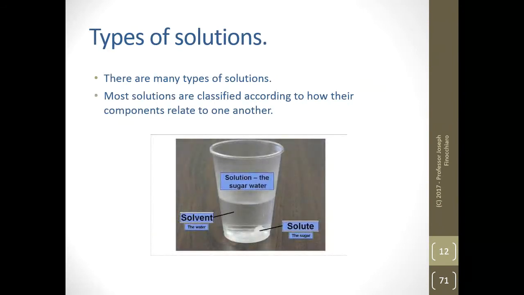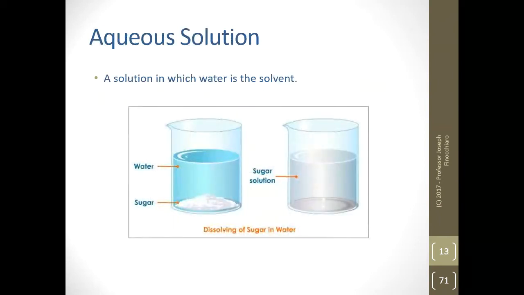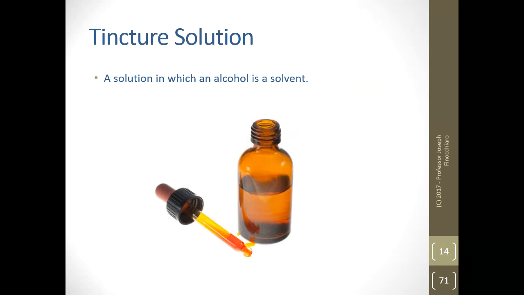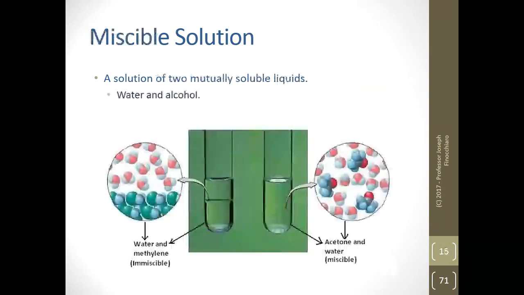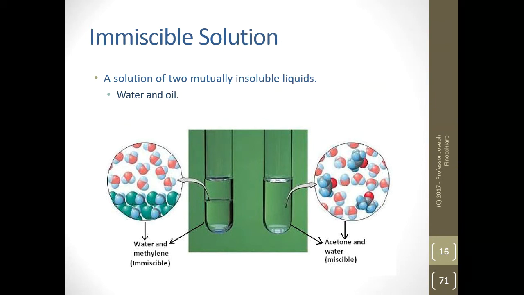There are many types of solutions, and most solutions are classified according to how their components relate to one another. So an aqueous solution, or aqueous solution, pick one. I won't hear you say it, so I probably won't care. A solution in which water is the solvent. A tincture, a solution in which an alcohol is the solvent. Miscible, a solution of two mutually soluble liquids, water and alcohol. Immiscible, a solution of two mutually insoluble liquids, so water and oil.